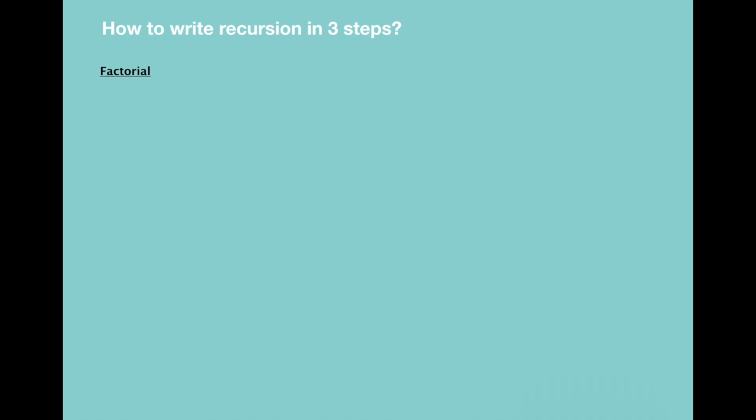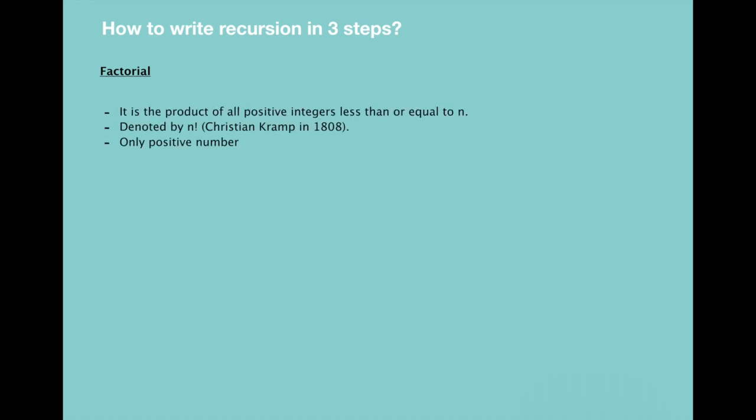In case you don't know what factorial is, let me give you a brief explanation. Factorials were used to count permutations at least as early as the 12th century by Indian scholars. It's the product of all positive integers less than or equal to n. Factorial is denoted by n and an exclamation mark. This notation was introduced by French mathematician Christian Kramp in 1808. We can calculate factorial only for non-negative numbers, and the factorial of 0 is 1.